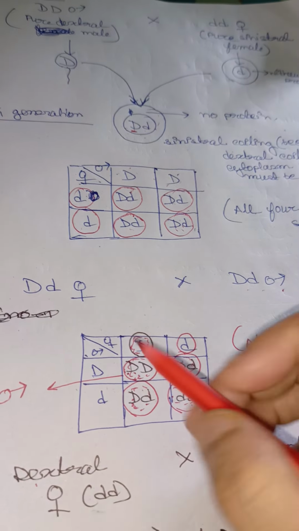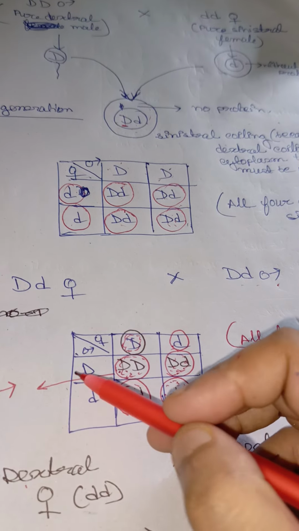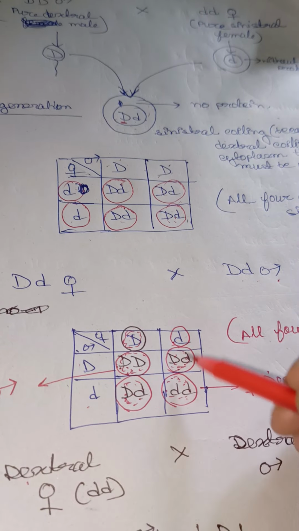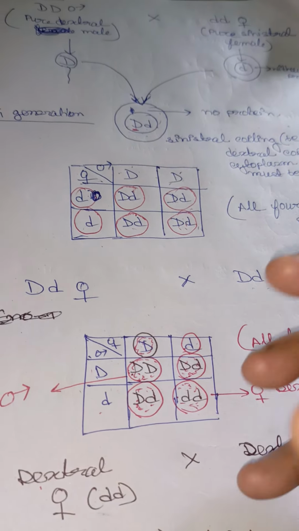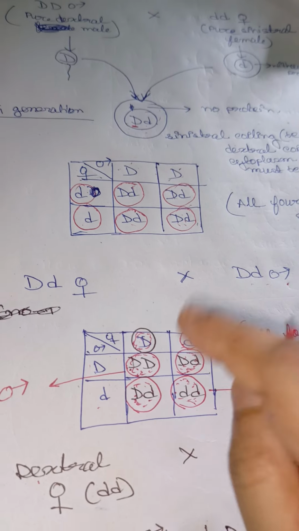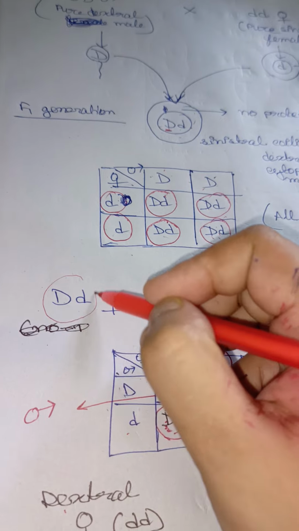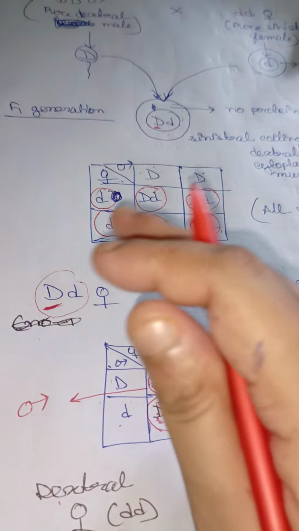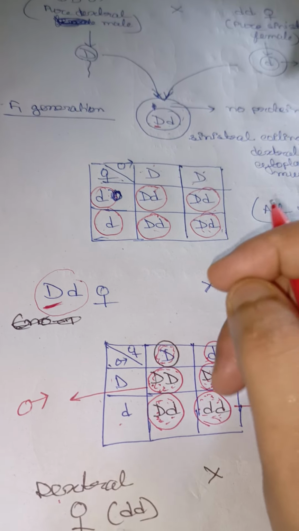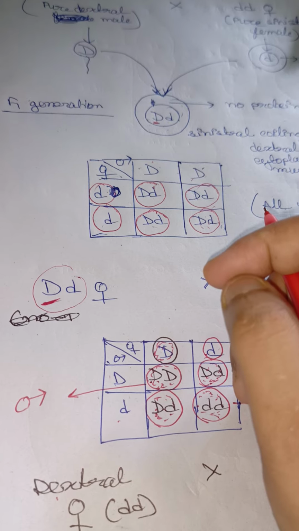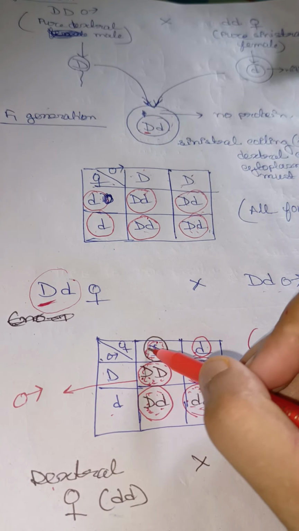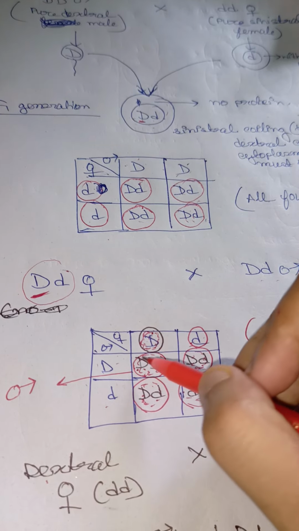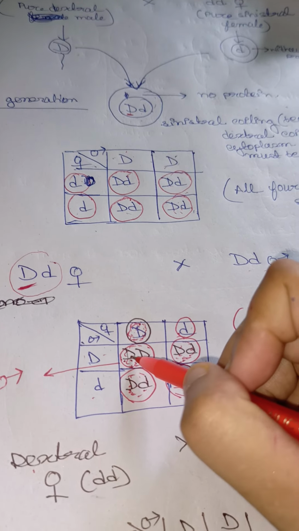First we draw the Punnett square: big D, small d, big D, small d, male, female. So DD, Dd, Dd, dd. But what about this protein? Will the protein come in the offspring or not? This female, because one big D is present, in future will produce this protein in its cytoplasm. So this D has the protein, and when this D fuses, this cytoplasmic protein will come into the offspring.